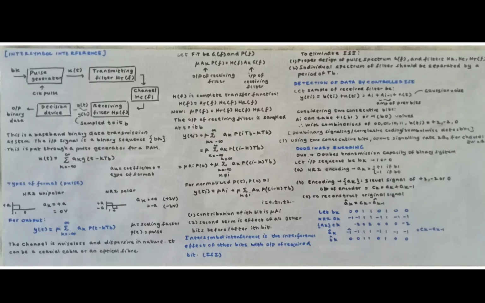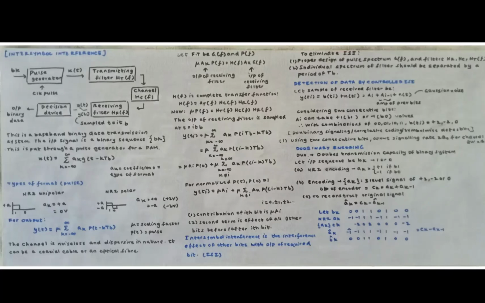What you basically do is let the input sequence be b_k, and let each bit be 1 or 0. You have to do NRZ encoding for this. If the bit in your sequence is the high bit, that is 1, then you replace that with a_k value of 1, and if it's 0, then you replace that with minus 1. Then you encode this value: the output of the encoder is c_k equals a_k plus a_(k-1), and you reconstruct the original signal by the prediction a-hat_k equals c_k minus a-hat_(k-1). It's simpler if you see the table here.